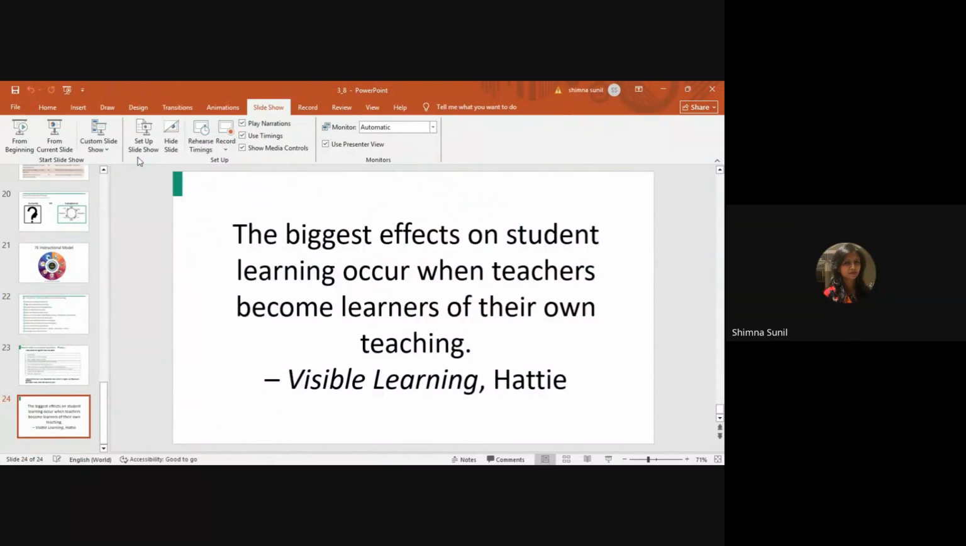So I would just like to end it with this one nice quote, one of my favorite quotes. The biggest effects on student learning occur when teachers become learners of their own teaching. So the more and more we become better aware of what our teaching is and how we teach, I think, a teacher's job is very challenging.